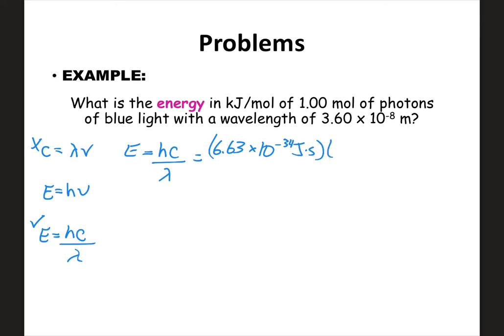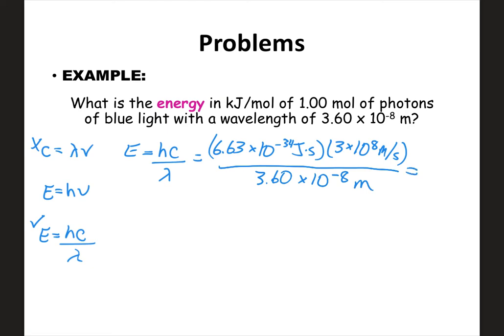Speed of light, c, is 3 times 10 to the 8th meters per second. Again, the equation sheet gives you maybe a little bit longer number. You're more than welcome to use that number. All over the wavelength, which they told me was 3.60 times 10 to the minus 8th meters. Remember, we want to be in meters here for wavelength. If it wasn't in meters, we'd have to convert.